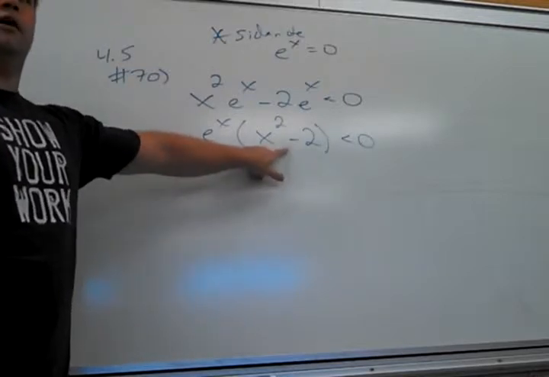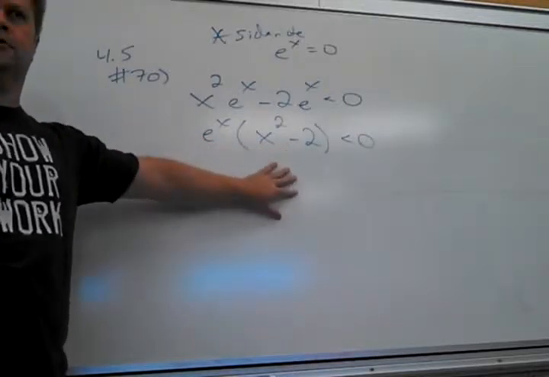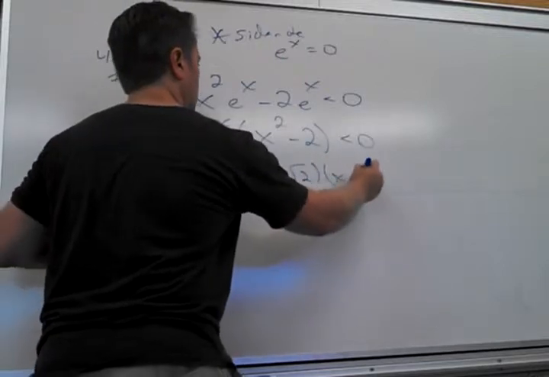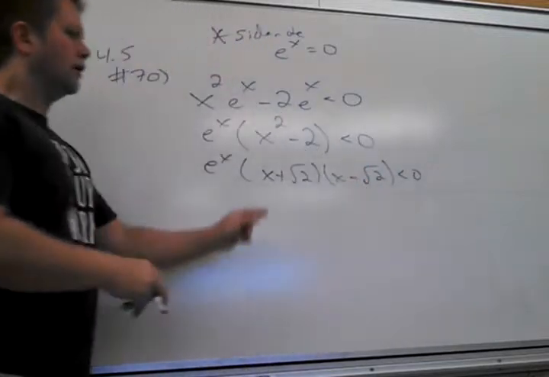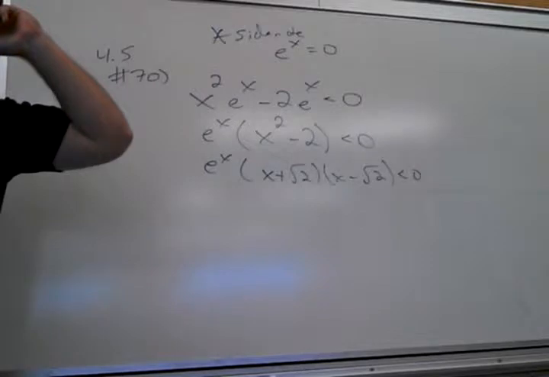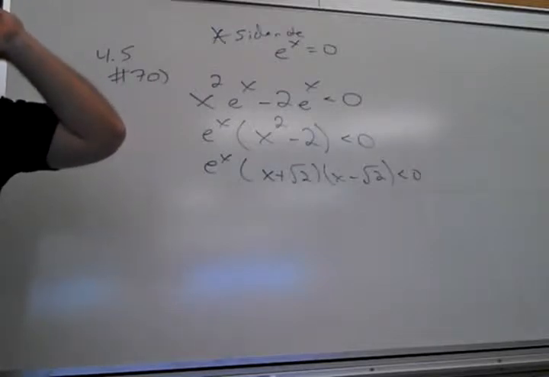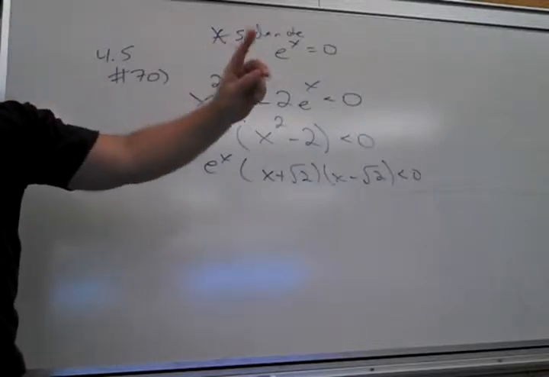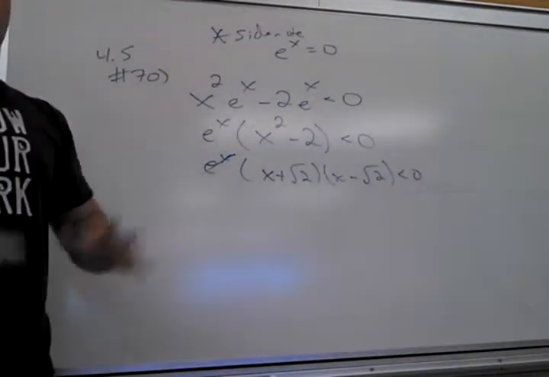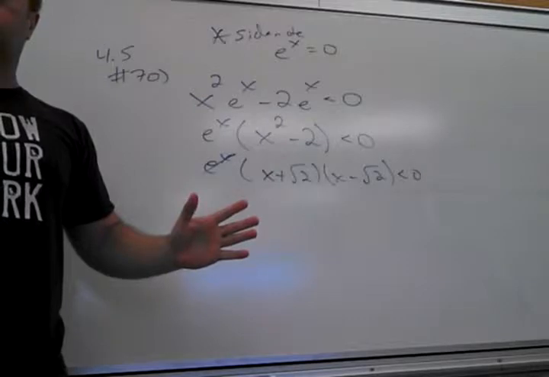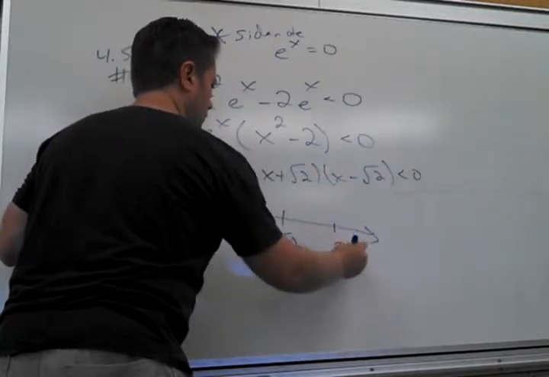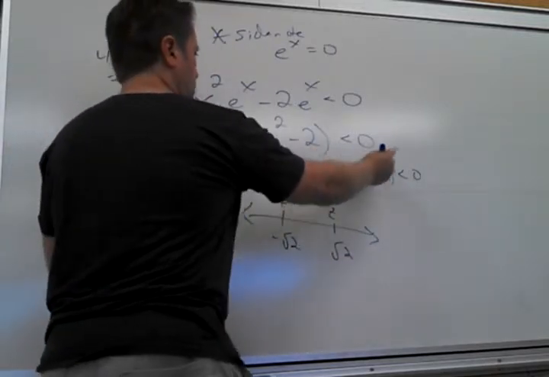So how do I do this kind of problem? How do you factor this? This should be old news for us. We're in chapter 4. X plus the square root of 2. Good. X minus the square root of 2. So how do I solve this kind of problem? Number line, put your zeros on it. The question is, where is it negative? The beautiful thing is that the e to the x doesn't even come into play because it's always positive. So if you draw your number line, your zeros are negative root 2 and positive root 2. They're both multiplicity 1, right?